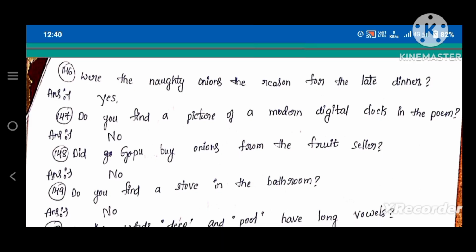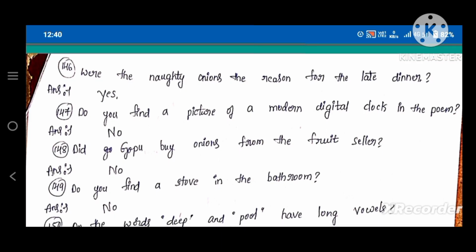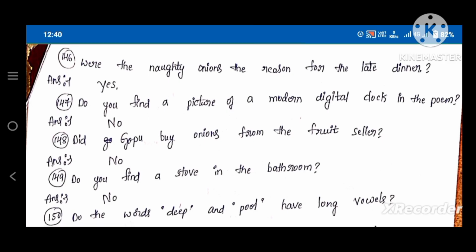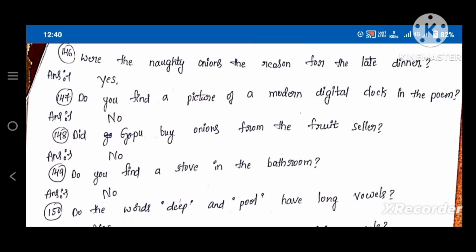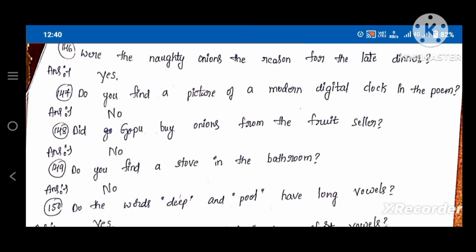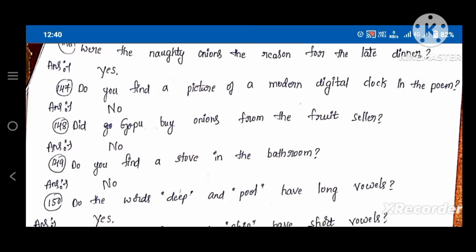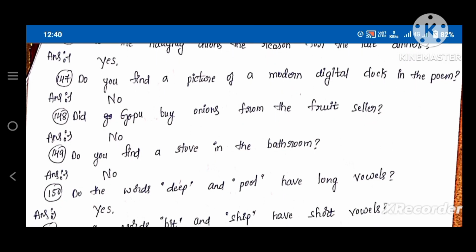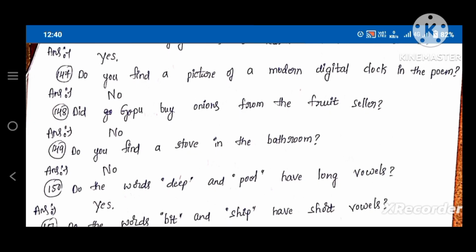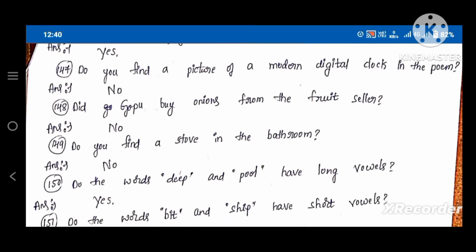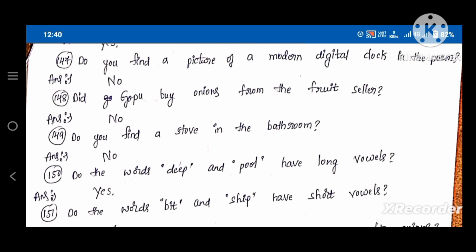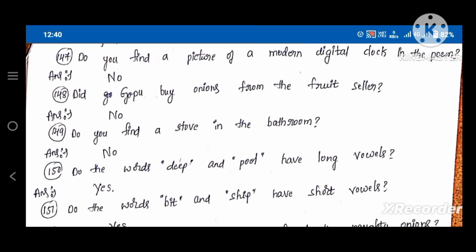Were the naughty onions the reason for the late dinner? Yes. Do you find a picture of a modern digital clock in the poem? No. Did Gopu buy onions from the fruit seller? No. Do you find a stove in the bathroom? No. Do the words deep and pool have long vowels? Yes. Do the words bit and ship have short vowels? Yes.